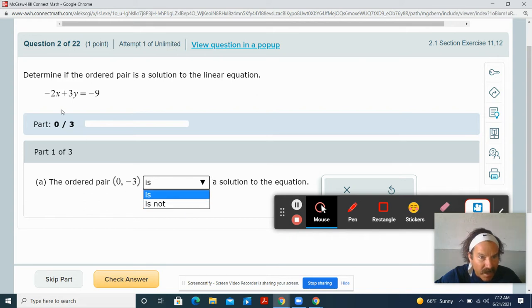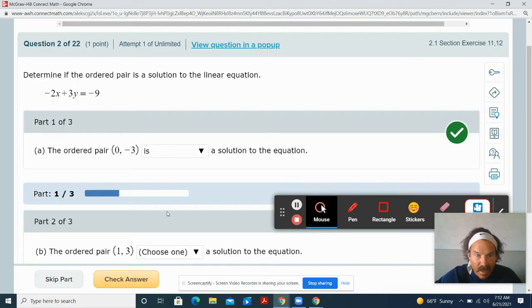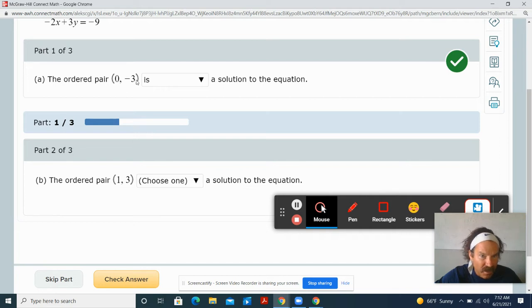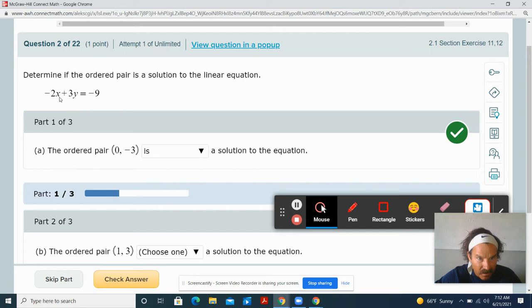So if I plug that in, 0 here, that makes 0. If I plug -3 in here, -3 times 3 is -9. So -9 equals -9. So I'm going to choose is. I'm going to check my answer. And so basically, they're asking you to check points to see if they are solutions to your linear equation.